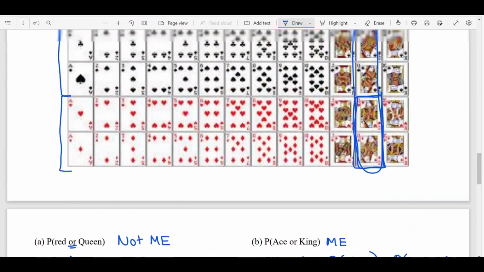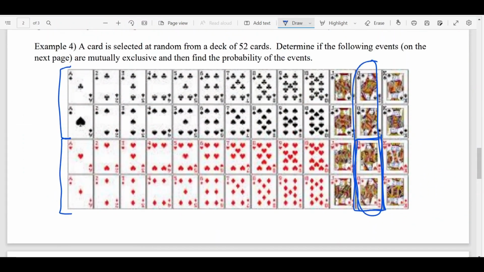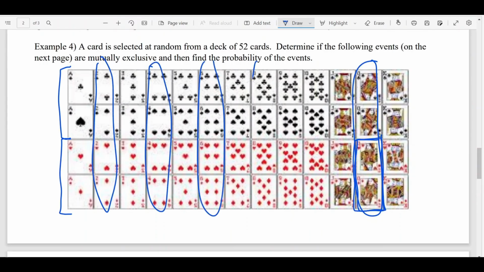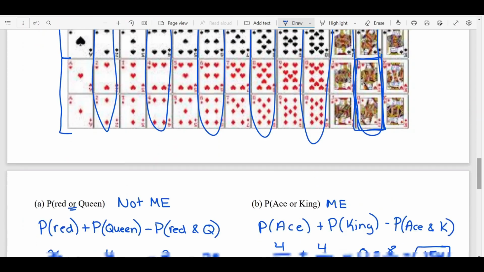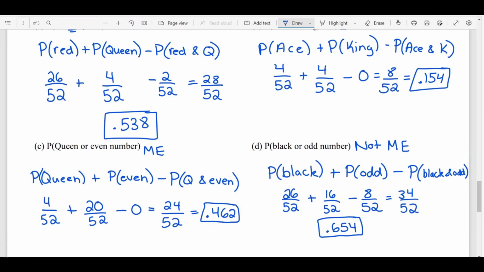For queen or an even number, those are mutually exclusive. Just to clarify, even numbers would be your 2s, 4s, 6s, 8s, and 10s. Different card games have face cards and aces being different values. So when we talk about an even number or an odd number, we are talking about what is actually present on the card. So you see there are 20 even numbered cards there. Okay, so that's why we have 20 even cards, mutually exclusive, so there's no overlap. And we have our probabilities.